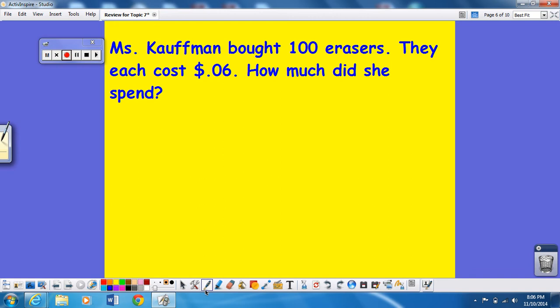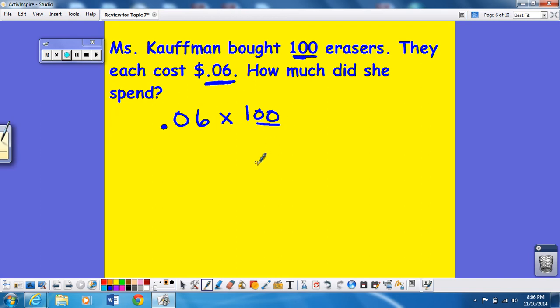Okay, let's look at this word problem. Ms. Kaufman bought 100 erasers. They each cost 6 cents. How much did she spend? Okay, if I bought erasers at this much money and I bought this many of them, I'm obviously going to multiply that times that. So my problem is 6 cents times 100. We're multiplying. I have to pay for all of them, so the number's going to get bigger.